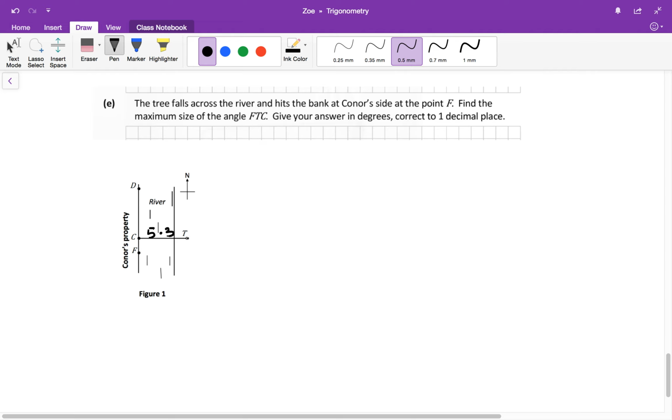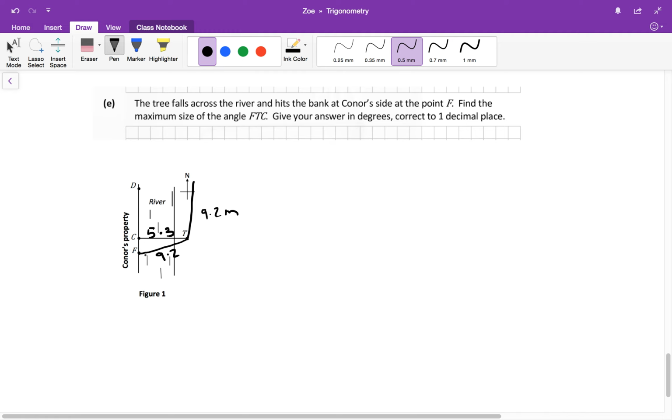So the tree is standing here and it's 9.2 meters tall. So if it falls down, it's going to hit the bank at F, and it says find the maximum size of the angle. So the maximum size of the angle is if when the tree falls and hits F, that's the full length of the tree, the whole 9.2. So if this line was any closer, then the tree would sort of be hanging out over the edge here.